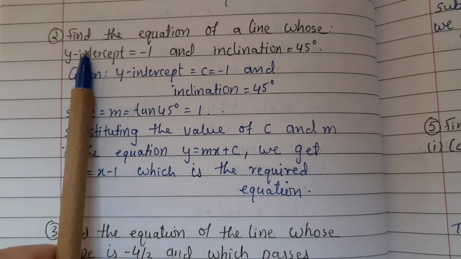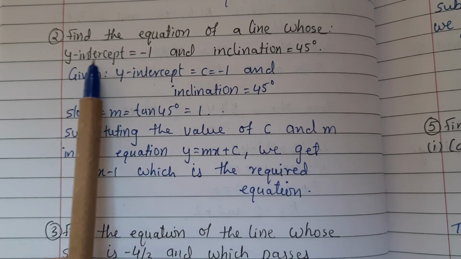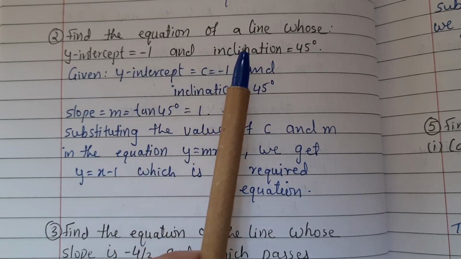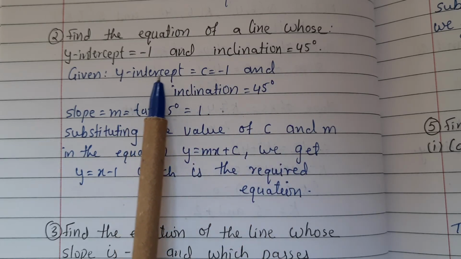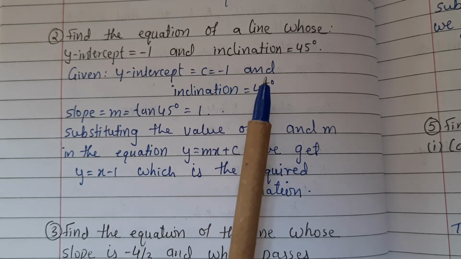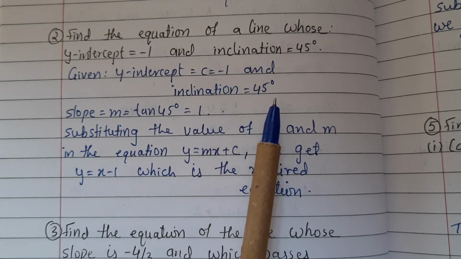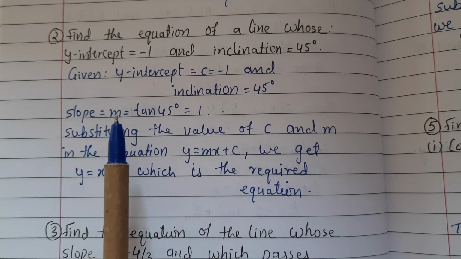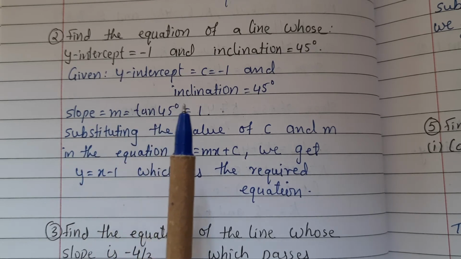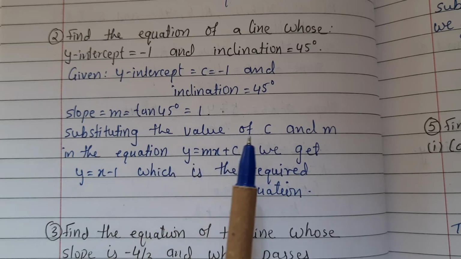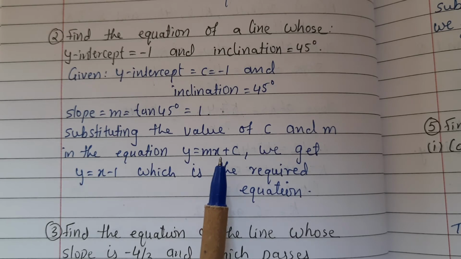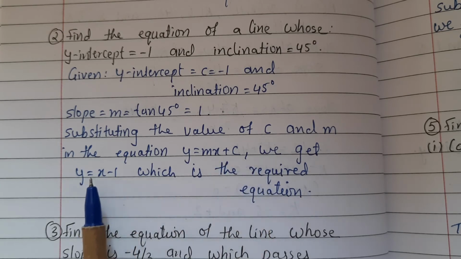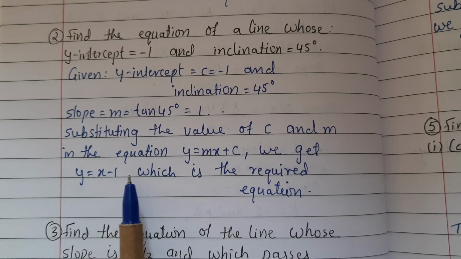Second, find the equation of the line whose y-intercept is equal to minus 1 and inclination 45 degree. Given y-intercept c equal to minus 1 and inclination 45 degree. Therefore slope m equal to tan 45 degree equal to 1. Substituting the values of c and m in the equation y equal to mx plus c, we get y equal to x minus 1, which is the required equation.